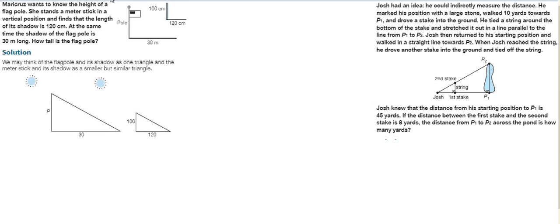Try this again. Today's lesson involves using triangles to solve word problems that don't seem at first glance to have anything to do with triangles. Mara Cruz wants to know the height of a flagpole. Not a triangle, a flagpole. This one. Okay? So she takes a meter stick on end and finds its shadow is 120 centimeters. A meter stick is 100 centimeters. She measures the shadow of the flagpole. That's 30 meters. How tall is the flagpole?